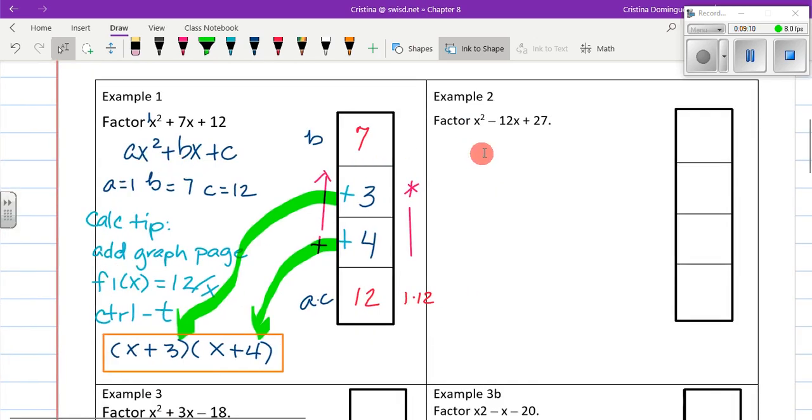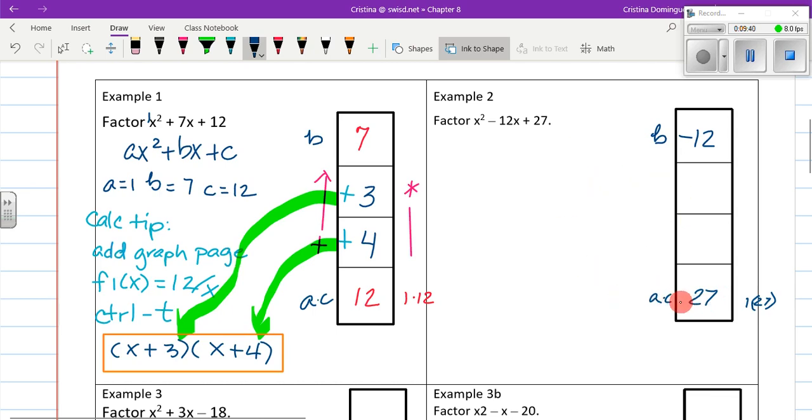Okay, example 2, we're going to factor this one, okay? So remember again that it was B and it was A times C, okay? So what number is going to go up here? Negative 12, okay? And what is my value for A? 1. And my value for C? 27. So 1 times 27 is 27. Now these numbers are a little bit larger, right? But we're going to still apply the basic rules.